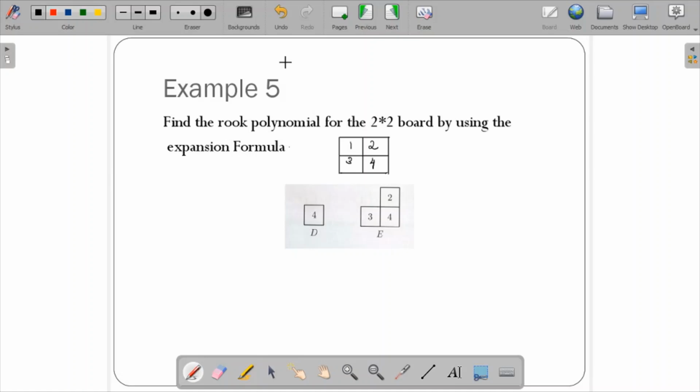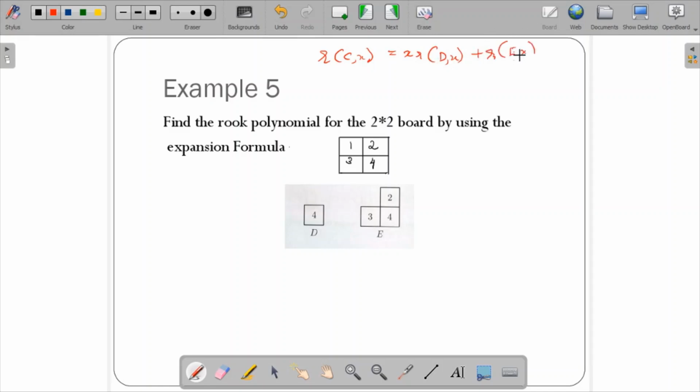So by recalling the expansion formula, we know that R of C of x is equal to x into R of D of x plus R of E of x. Basically this formula is the same as our rook polynomial formula itself. So here it has been told to find the rook polynomial for a 2 cross 2 board by using the expansion formula.